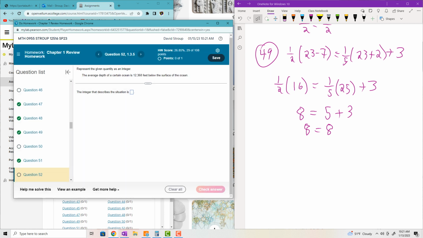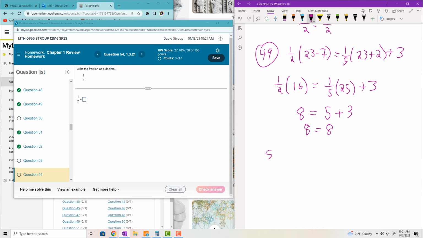Average depth. So if you're going below the surface of the ocean, that's got to be a negative, right? Negative 1,2,3,6,8. Okay, and so on. So that's what those are about. Writing as decimals, what you have to do is long division for these.